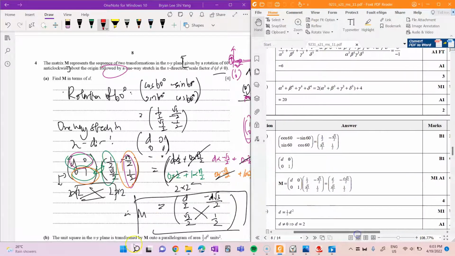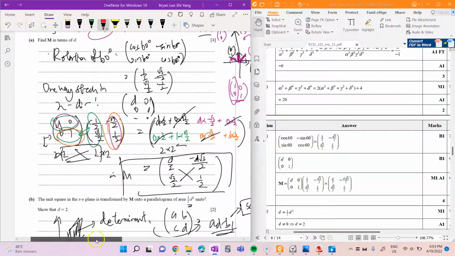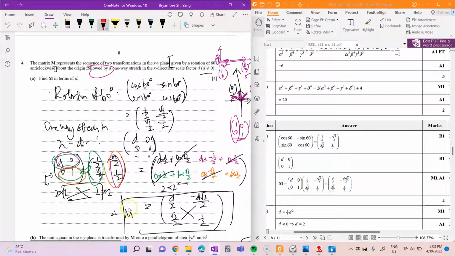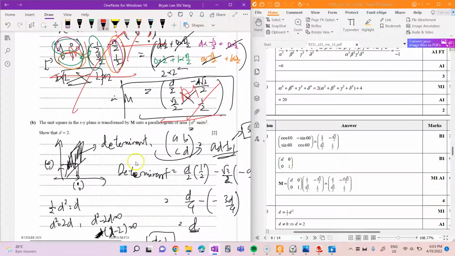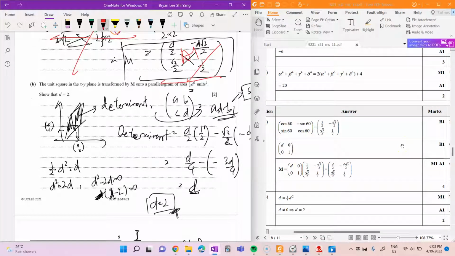Okay, B1 rotation 60 degrees. So rotation 60 degrees is equal to 1/2, root 3 over 2, negative root 3 over 2, 1/2. So this is B1 over here. Then extension, the B1 mark over here, and then M equals to this whole thing. So this is an M1 since I used the method, and for my final result, since I see that this whole thing is the same, I can award myself full marks in this sub question. And then over here we can basically see, oh, 1/2 d is equal to d, so M1 mark over here and A1 mark over here. This also gets full marks.